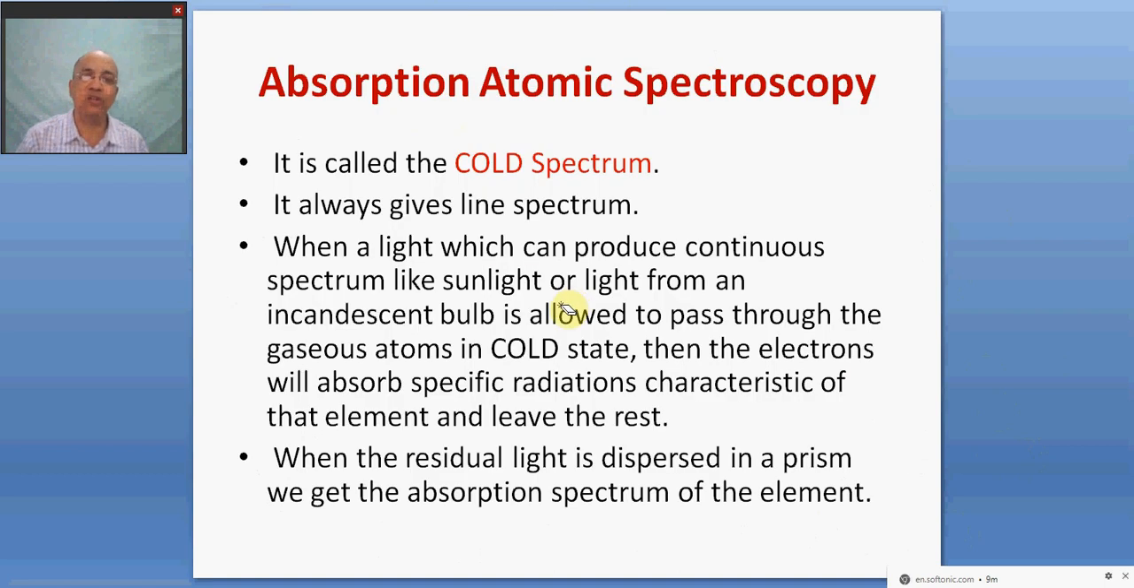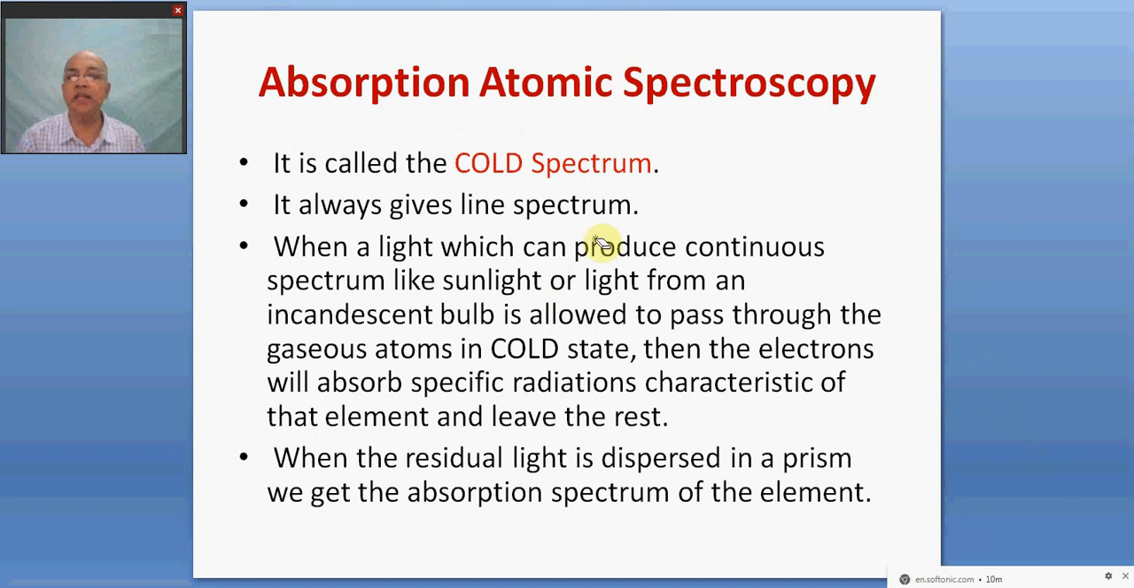Now we talked so much about emission spectrum, when an element or any source is emitting radiations and we are analyzing through a prism. Similarly, when an element is absorbing radiations, we can take the spectrum. When the element is absorbing radiation, we can also take the spectrum and identify that element. But for that, we have to take the help of a light which produces continuous spectrum.